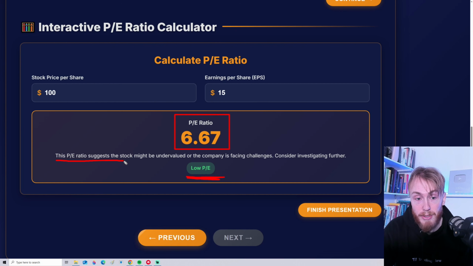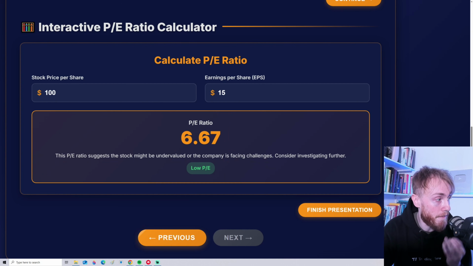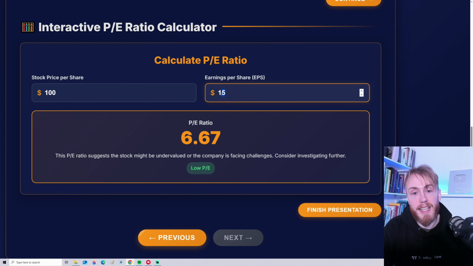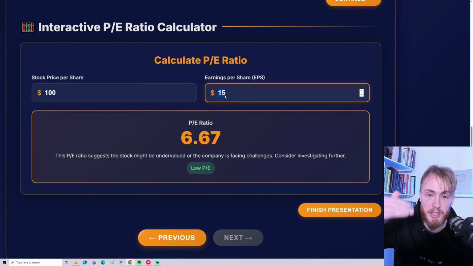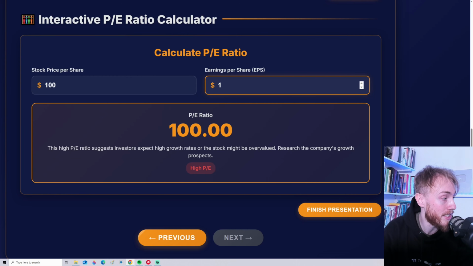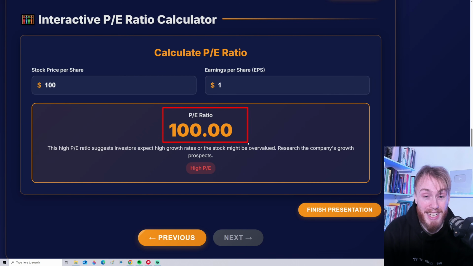As you can see, this PE ratio suggests that the stock might be undervalued or that the company is facing challenges. So this is definitely worth investigating further. But if we instead say that this company earns much less, let's say that it has an earnings per share of only 1, then you can see that the PE ratio changes to 100, and this PE ratio is very high.